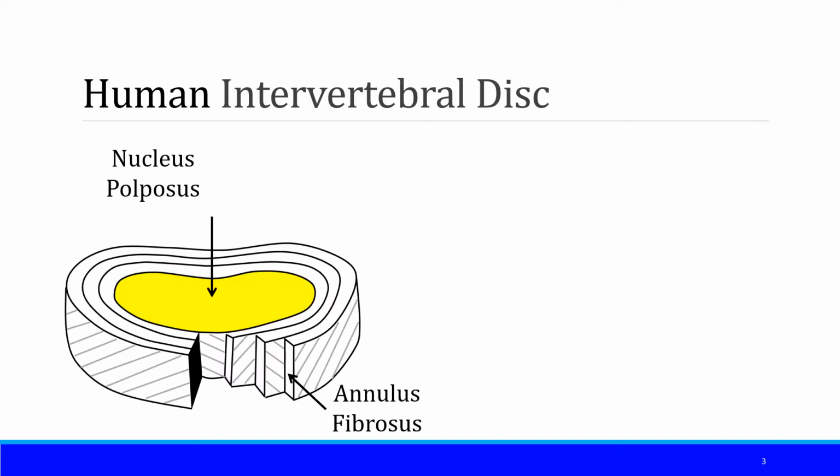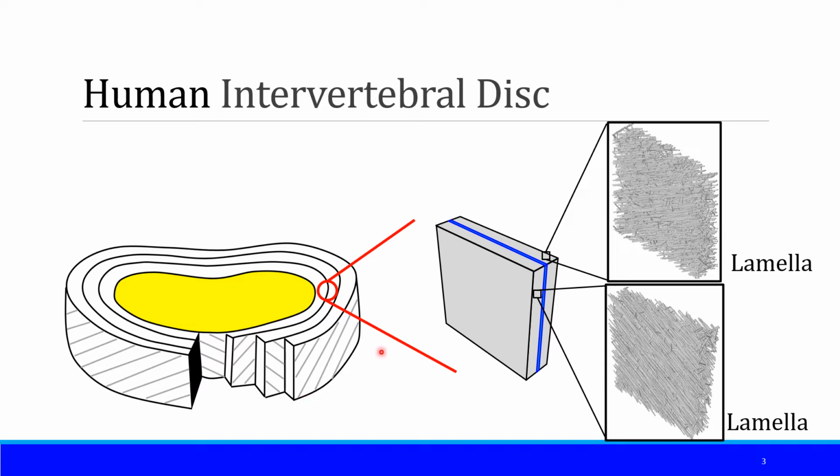This is the schematic of a human intervertebral disc. In the middle we have nucleus pulposus, and on the outer rim we have annulus fibrosus. If you look at it more closely and look at two collagenous layers, on one layer collagen fibers are oriented almost uniformly in one direction, but in the adjacent layer the direction of the fibers is in the opposite direction.